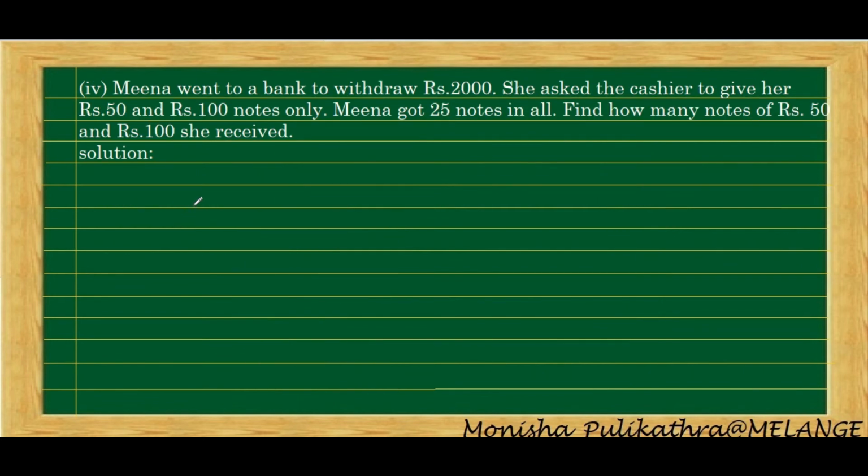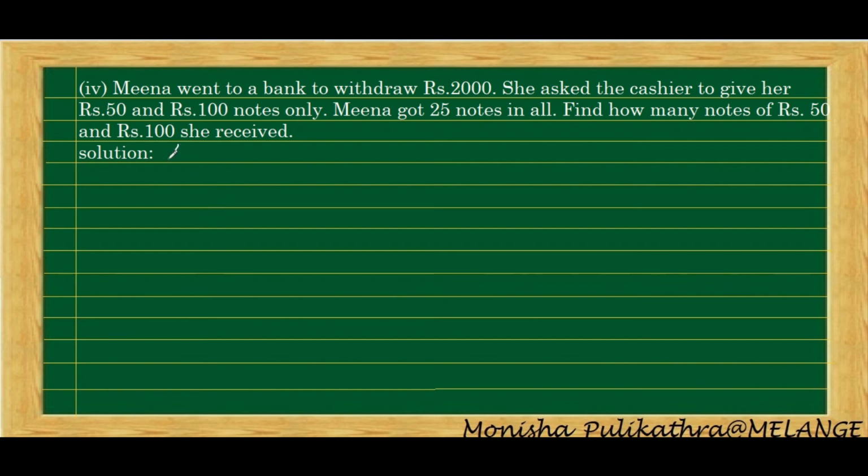Moving on to the fourth problem. Meena went to a bank to withdraw rupees 2000. She asked the cashier to give her rupees 50 and rupees 100 notes only. Meena got 25 notes in all. Find how many notes of rupees 50 and rupees 100 she received. Here we don't know how many 50 rupee notes and how many 100 rupee notes Meena got from the cashier, but a total of 25 notes she got.